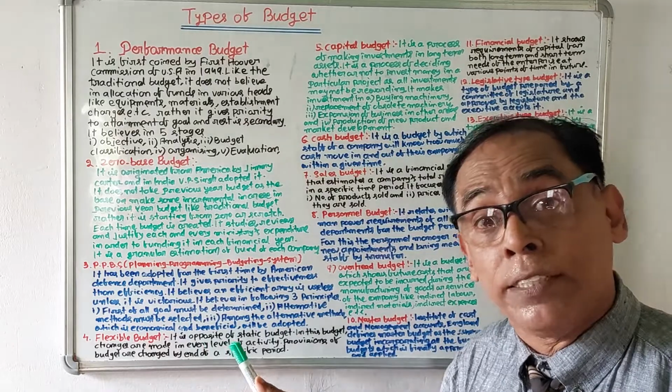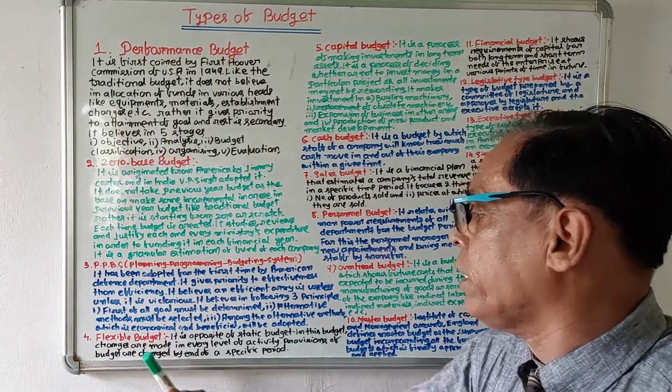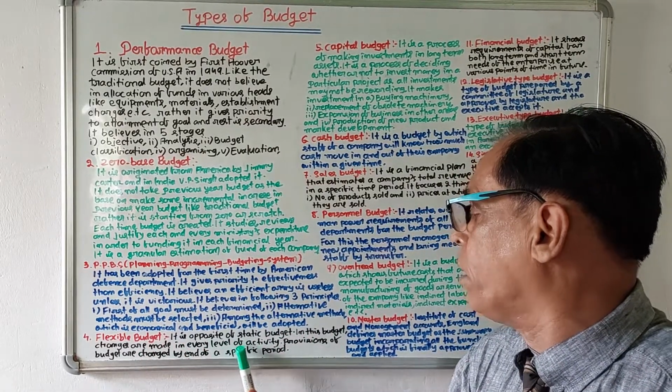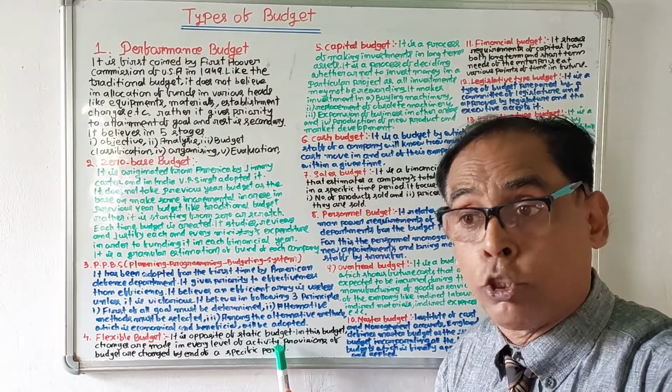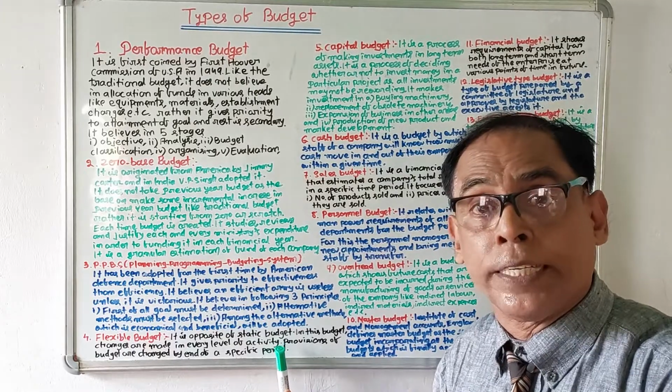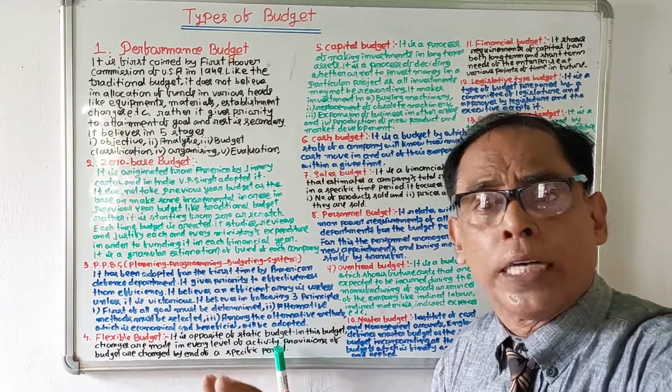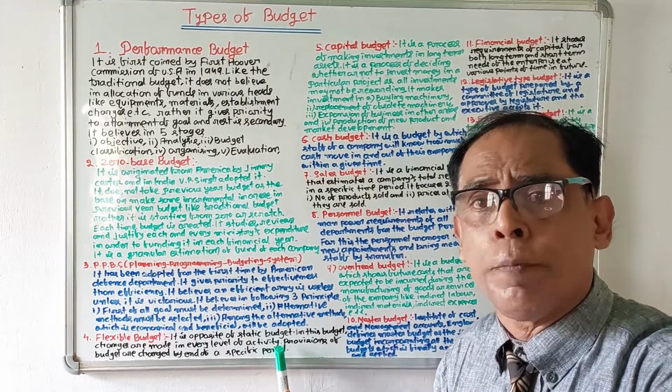Then the fourth one is the flexible budget. It is the opposite of the static budget. In this budget, changes are made at every level of activity. Static budget is a budget where allocations will not be changed. Allocation will be made once.